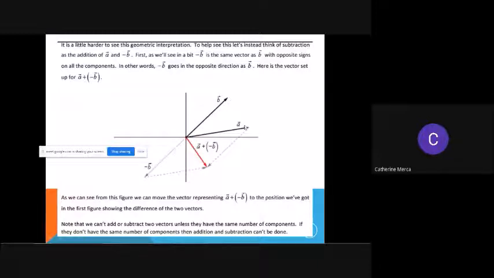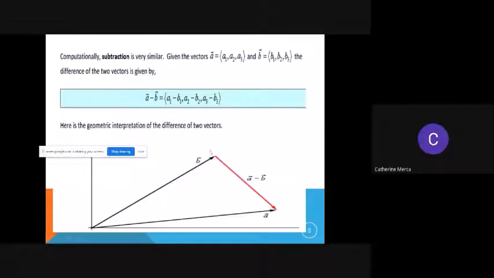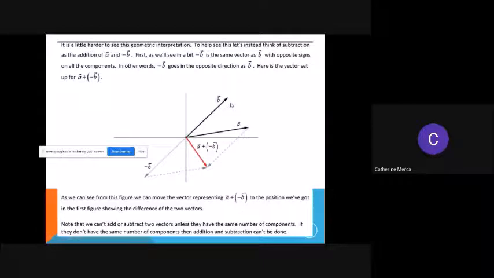Remember the equal vectors we discussed earlier? That's why, take a look at this one. Here is A minus B. Because of that, this vector can be put here. They are equal, so we can move the vector representing A plus negative B to the position we got in the first figure.